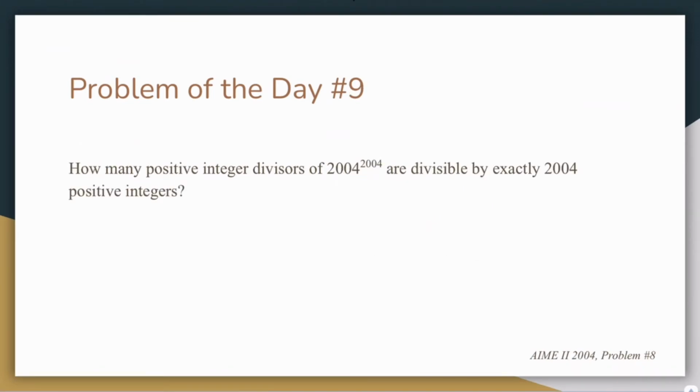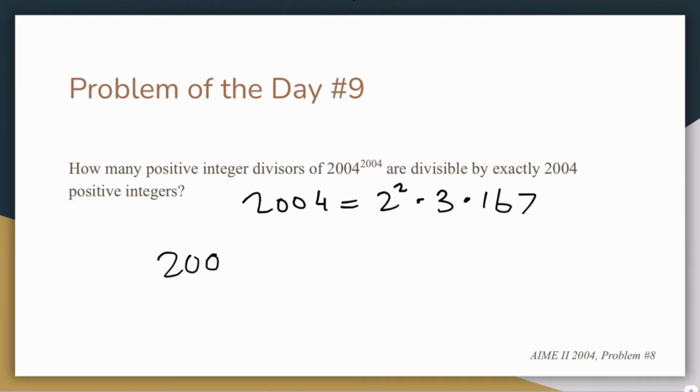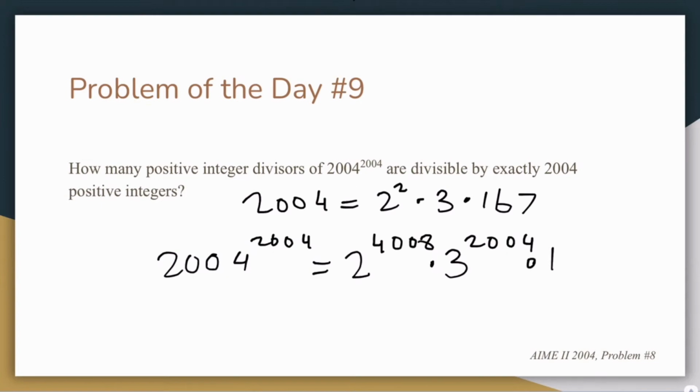The next problem is problem number 8 of the 2004 AIME 2. How many positive integer divisors of 2004 to the 2004 power are divisible by exactly 2004 positive integers? Well, 2004 is equal to 2 squared times 3 times 167. Therefore, 2004 to the 2004 equals 2 to the 4008 times 3 to the 2004 times 167 to the 2004.